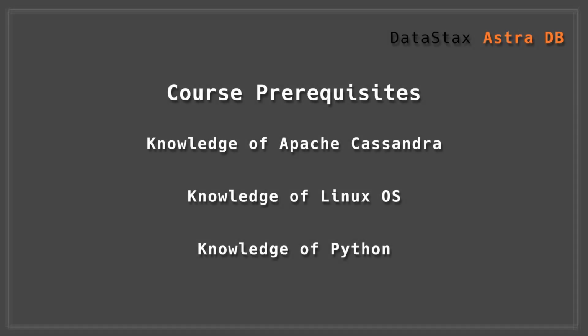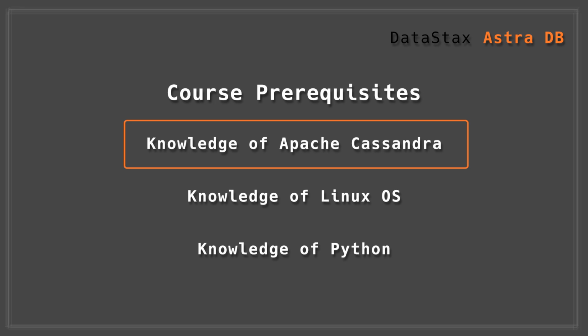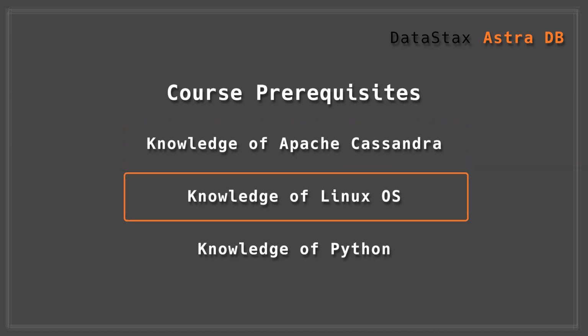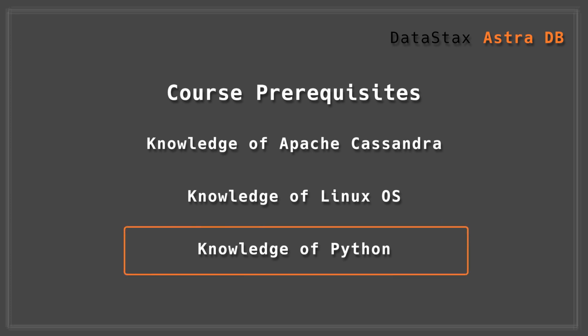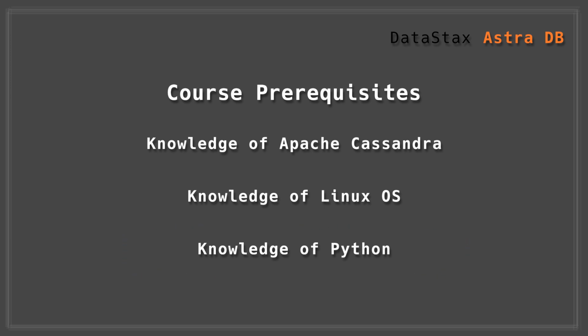Prerequisites for this course: you need to know what Apache Cassandra is. You should have basic knowledge of how to use Apache Cassandra. You should have prior knowledge of the Linux operating system. Prior knowledge of the Python programming language will be very helpful. Note that we will not learn about Apache Cassandra, the Linux operating system, or Python programming in this course. With that said, let us get started with this exciting journey of DataStax Astra DB.